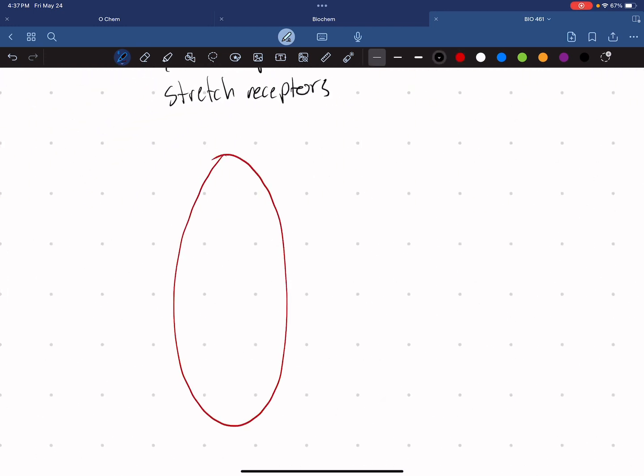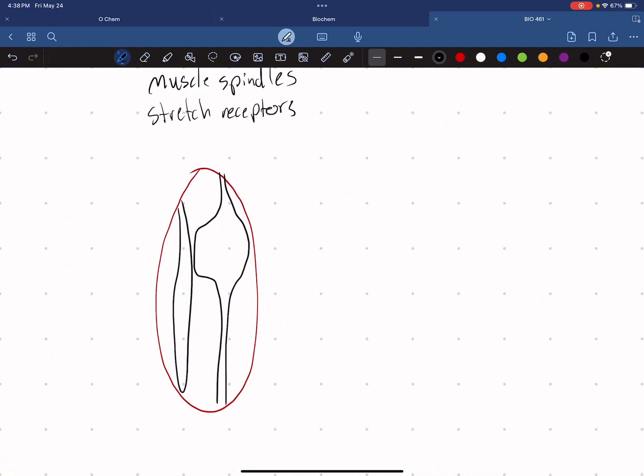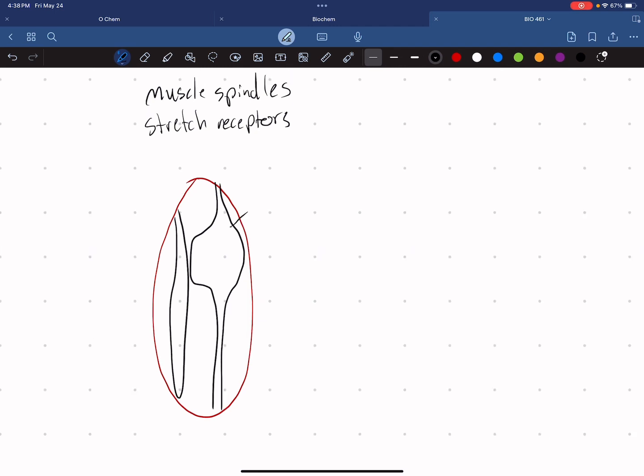We have two different types of fibers in each one of these muscle spindles: bag fibers and chain fibers. Let's talk about the difference between the chain fibers and the bag fibers.